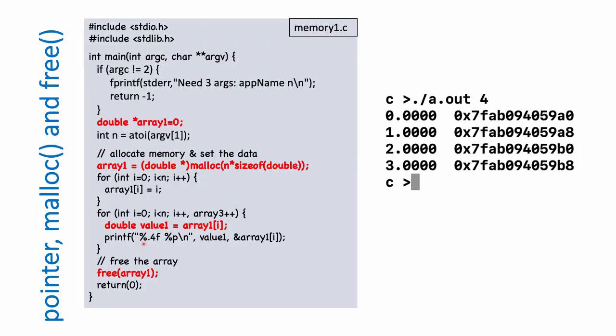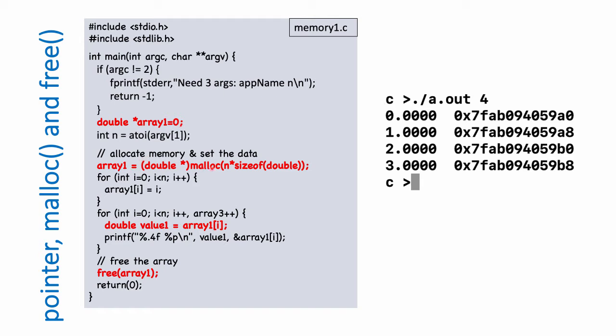So here is a very simple example of using malloc and free and the pointer variables. I'm not going to go into great detail about what it does. You should now be able to start understanding what these programs are doing. But basically, I'm declaring a pointer array1 that points to a double array. I'm initializing it to 0.